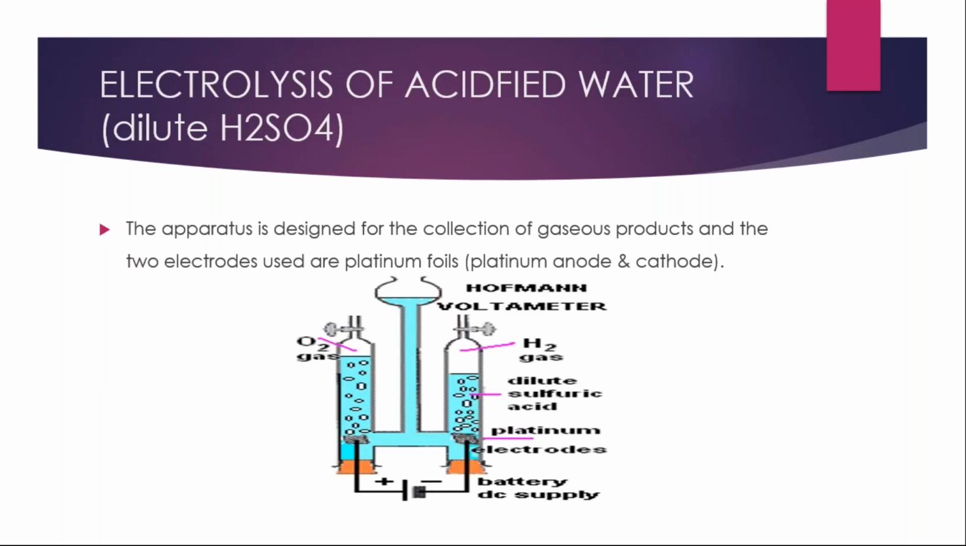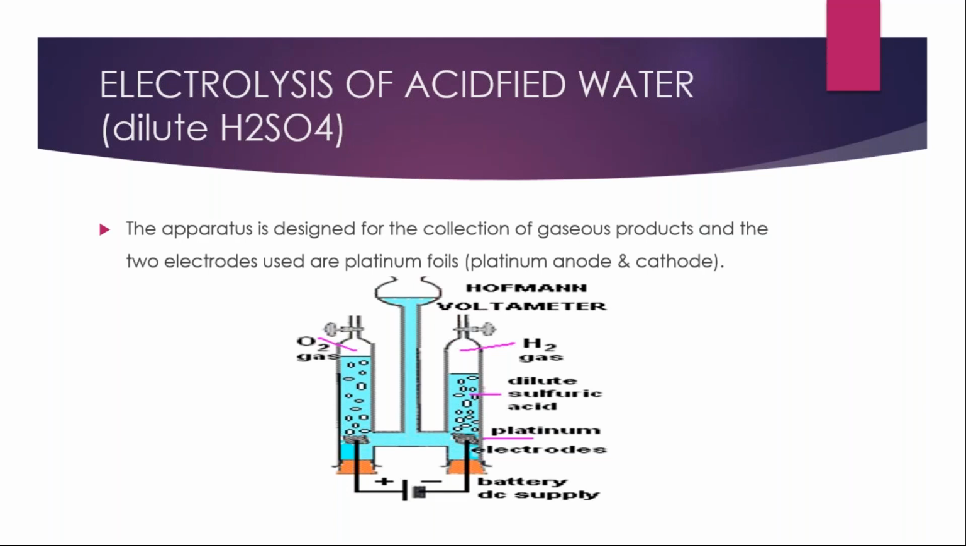Okay, let's proceed. So let's look at the electrolysis of acidified water, dilute H2SO4, dilute tetraoxosulfate VI acid. Now the apparatus is designed for the collection of the products. The two electrodes used are platinum foils. So we have the platinum anode and the platinum cathode. For this electrolysis, we're using platinum foil as the electrode. So we have both the anode and the cathode.